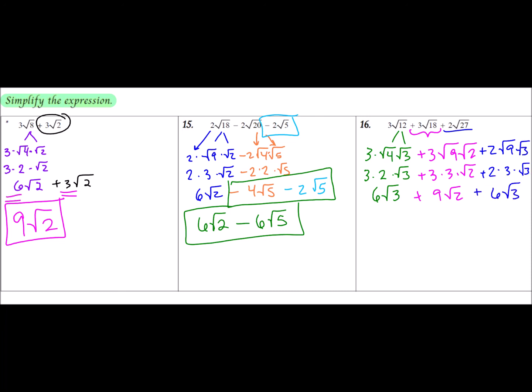So now, what can we put together? The rad 3 and the rad 3, notice they both have the same number in the front, same multiplier. So we're going to have 12 radical 3s plus 9 radical 2. And that's our answer. I love this stuff. I hope you enjoy it.